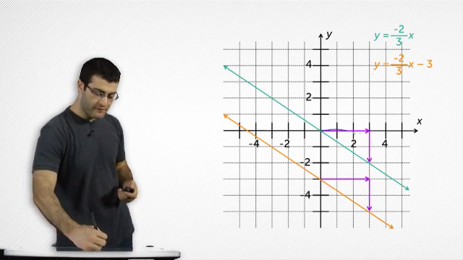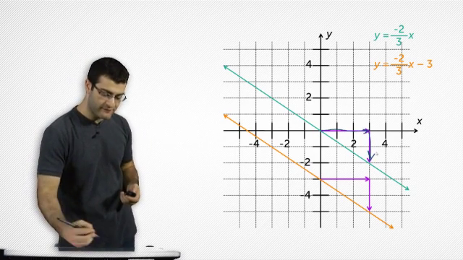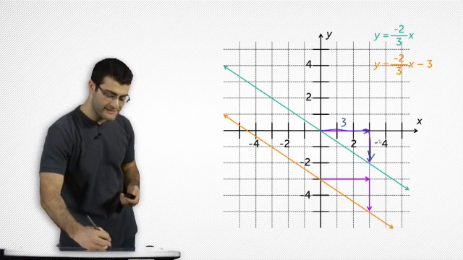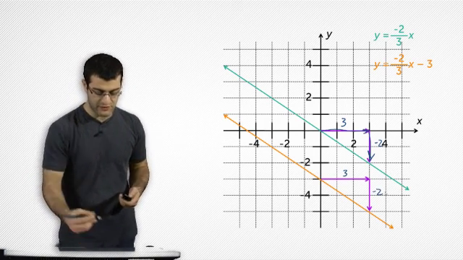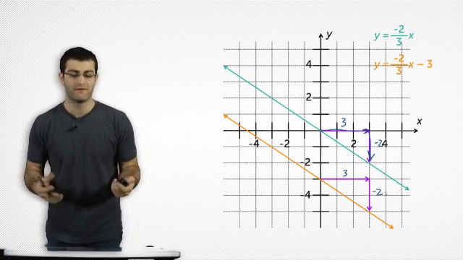Now you can take a look here. At any point on the lines, the slope is going to remain the same. Here we go over 3 and down 2. Same sort of thing on the yellow line. We go over 3 and down 2. You can find the slope with any 2 points on a line.